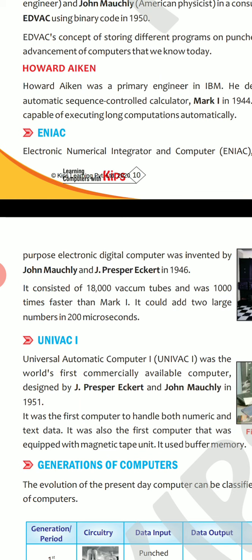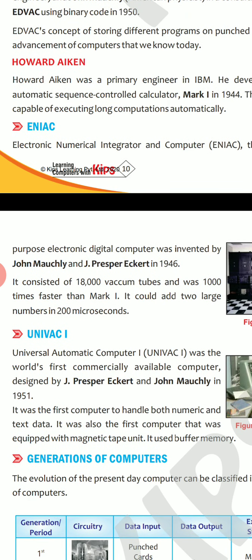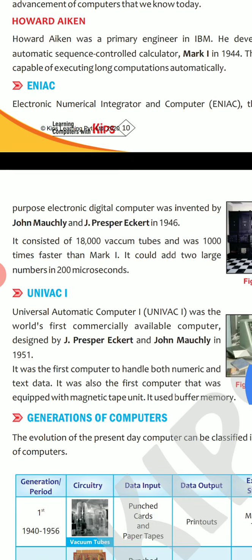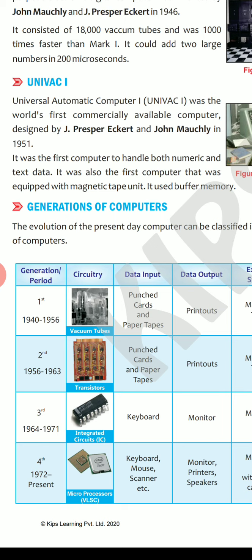Then we had discussed Howard Aiken. He invented the machine called Mark I in 1944. Then ENIAC was invented by John Mauchly and J. Presper Eckert. This machine, as the name says, ENIAC, is the Electronic Numerical Integrator and Computer. This is an electronic computer which can work on numeric data. After that, UNIVAC, the Universal Automatic Computer, was invented by Presper Eckert and John Mauchly.